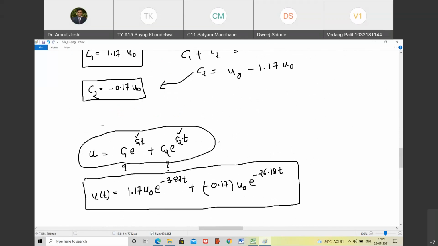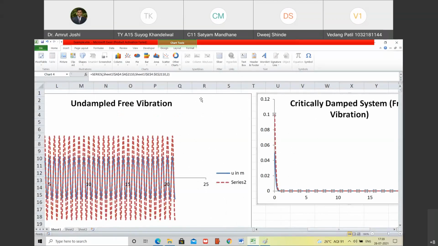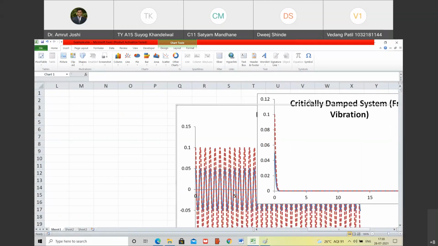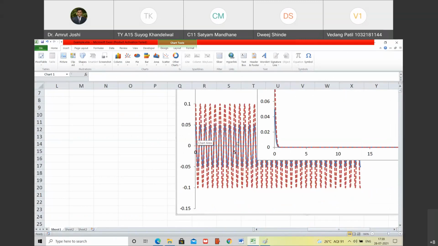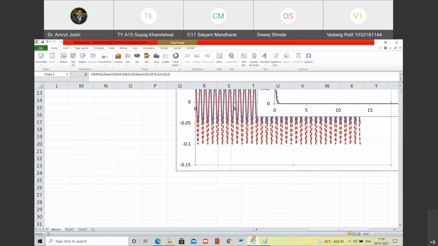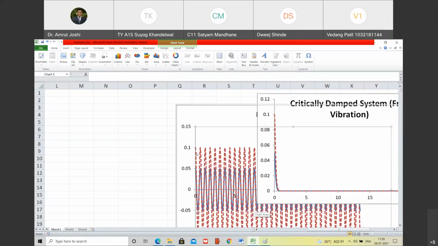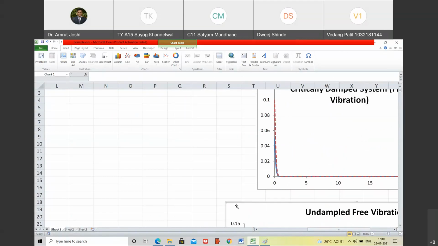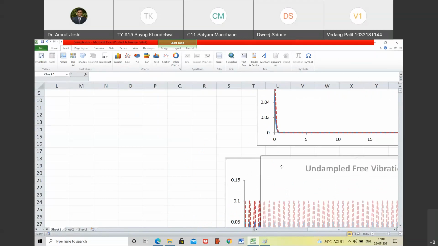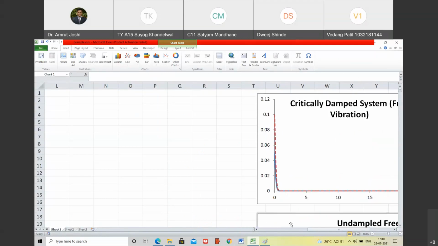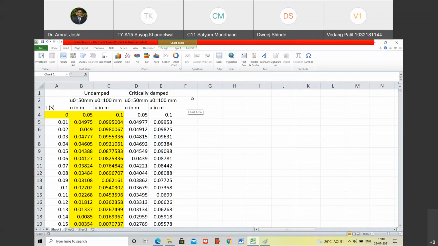Yes, sir. This is the solution. Is it or not? Yes, sir. Now I am going to plot this solution in Excel, and that's where we are going to stop today. Are you with me? So now we have seen two systems. Which two systems have we seen? One is critically damped and another one is undamped. And now we are looking at the overdamped system. Happy?